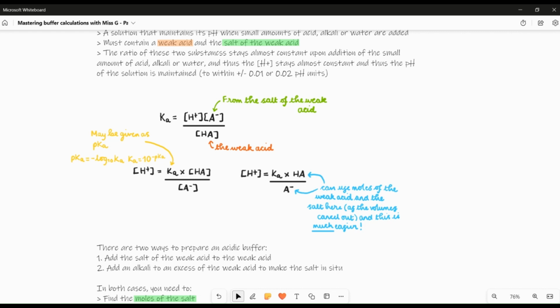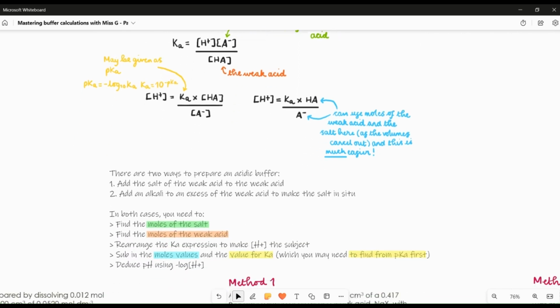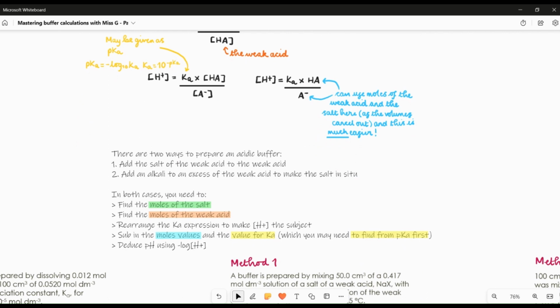Once we've worked out our H plus concentration, we can work out pH. pH is always minus log base 10 of the H plus concentration, as is the case for all the calculations in acids and bases. So there are two ways we can prepare an acidic buffer.